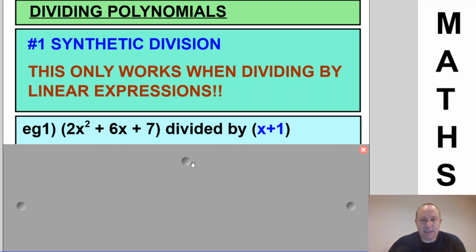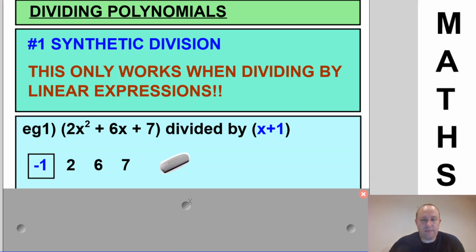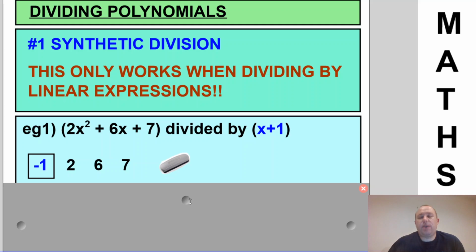So if you're dividing by anything except for that, then this method won't actually work. So for a question like this, 2x squared plus 6x plus 7 divided by x plus 1, we switch the question around because what we want to say is how many times does x plus 1 go into 2x squared plus 6x plus 7? Now, we use the factor theorem here, so if we know that x plus 1 is a factor, then we know that negative 1 is a root. So we do the opposite for whatever this term is as our number that we're going to use.